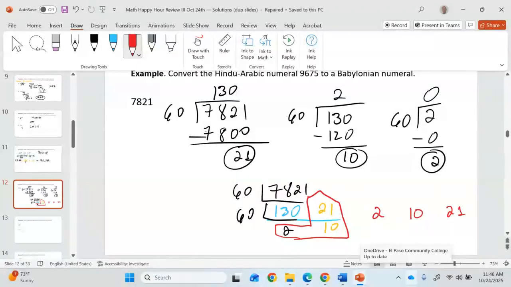So now the symbols, remember that because it's Babylonian, I have to use the vertical stroke and the arrows. So the 21 is going to have 2 arrows and a 1. The 10 is going to be actually 1 arrow, because 1 arrow is 10. And then this is going to be 2 strokes. And this is our answer. It has 3 groups, 2, 10, and 21. Okay, so that's how you convert a Hindu Arabic numeral into Babylonian.